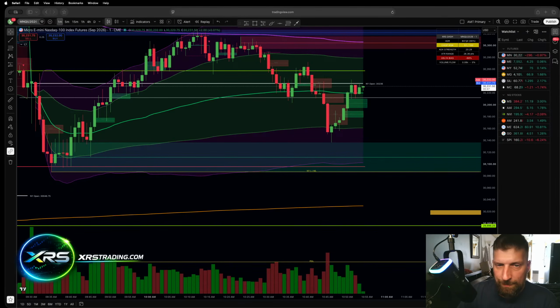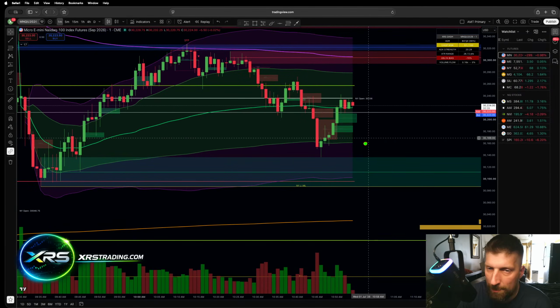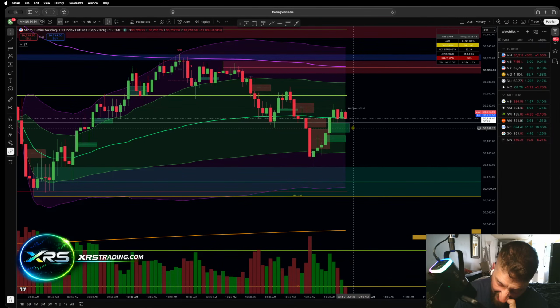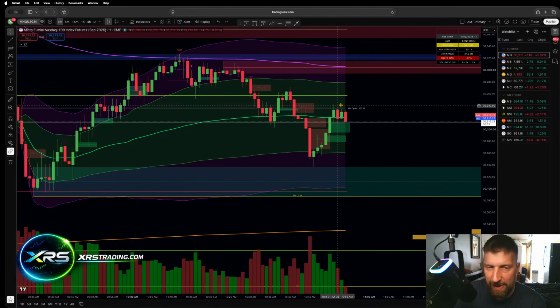So it looks like we came right up to New York Open specifically and stopped. Came back up to VWAP, came up to New York Open, a little small consolidation here. It's interesting how price will respect these levels perfectly, literally to the T.